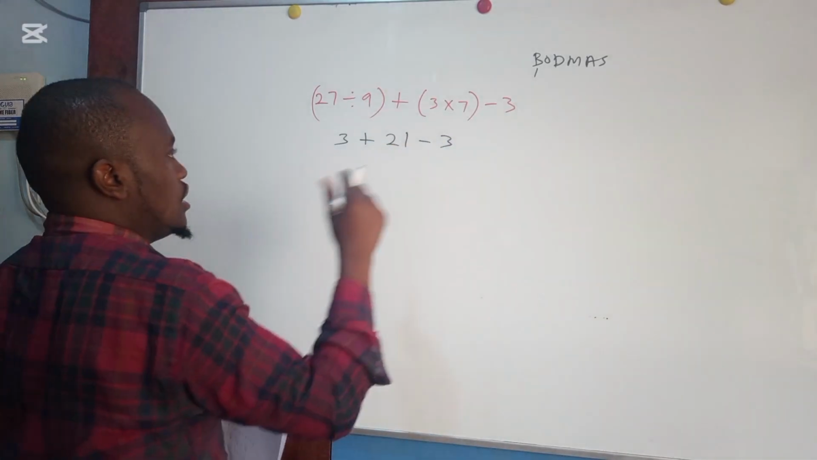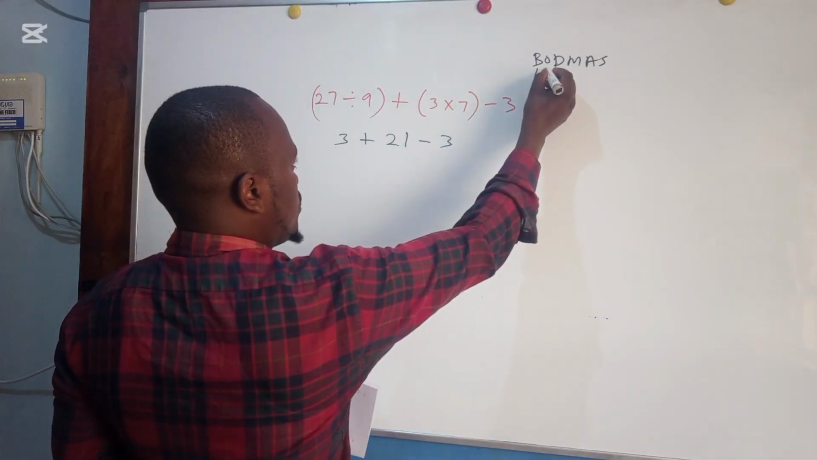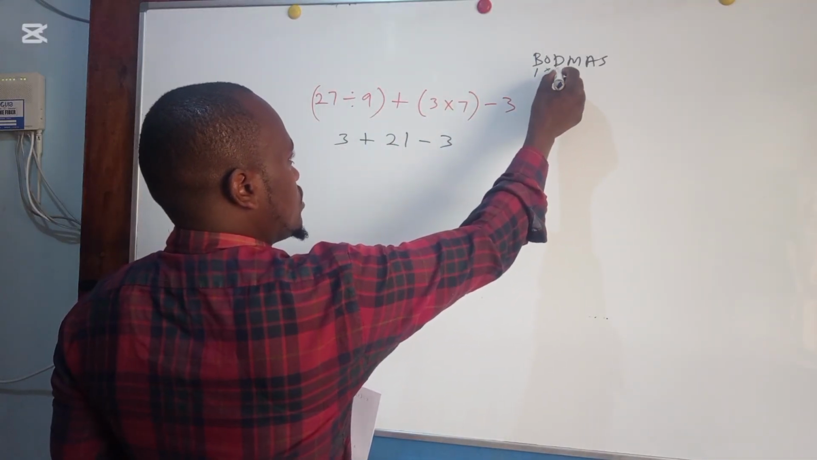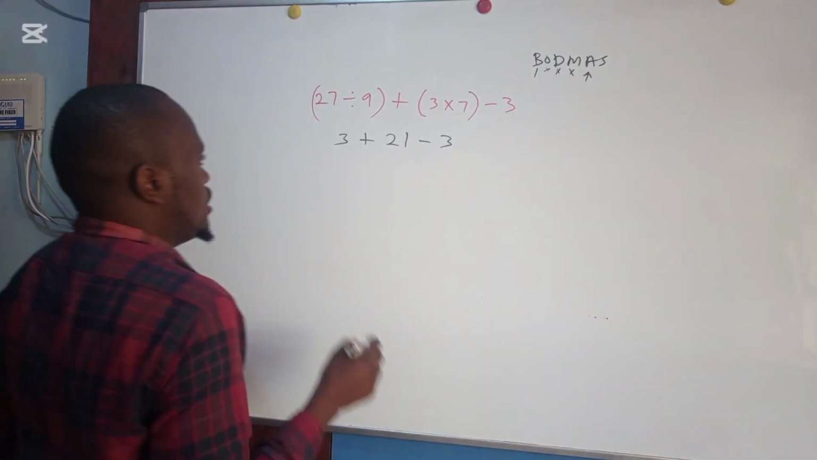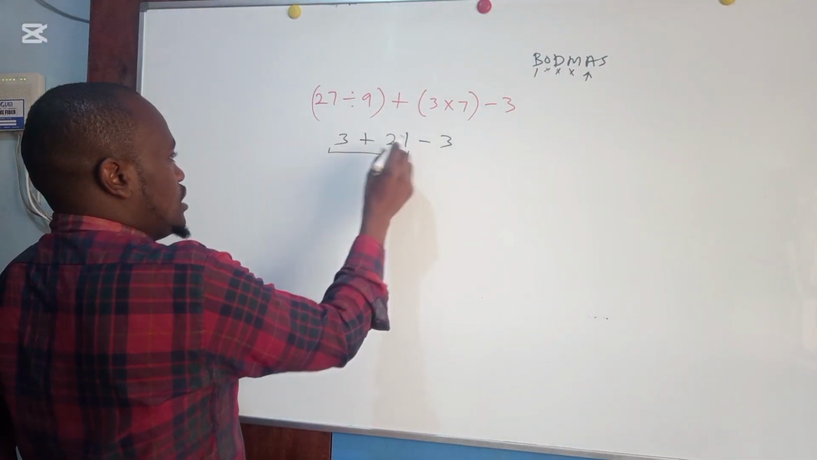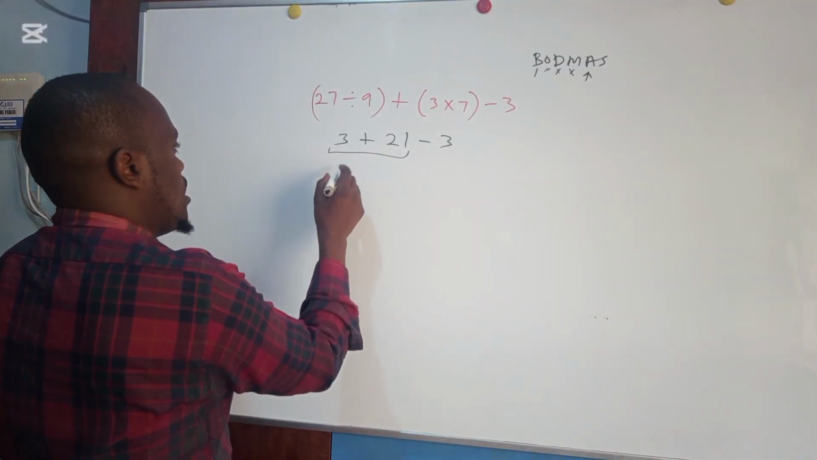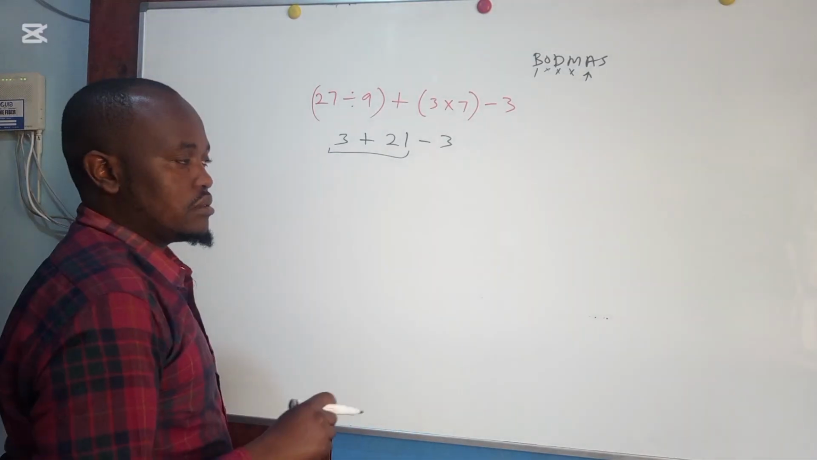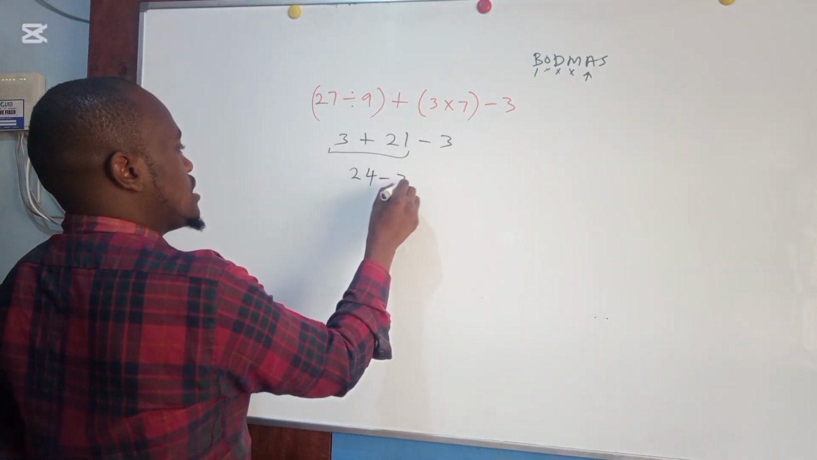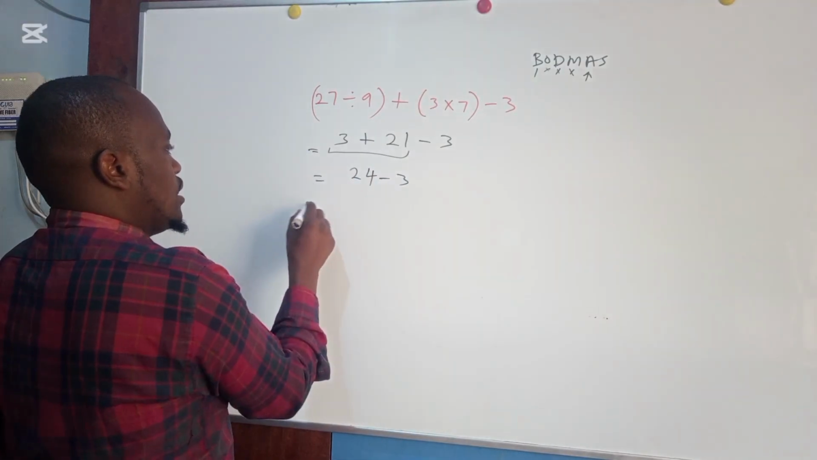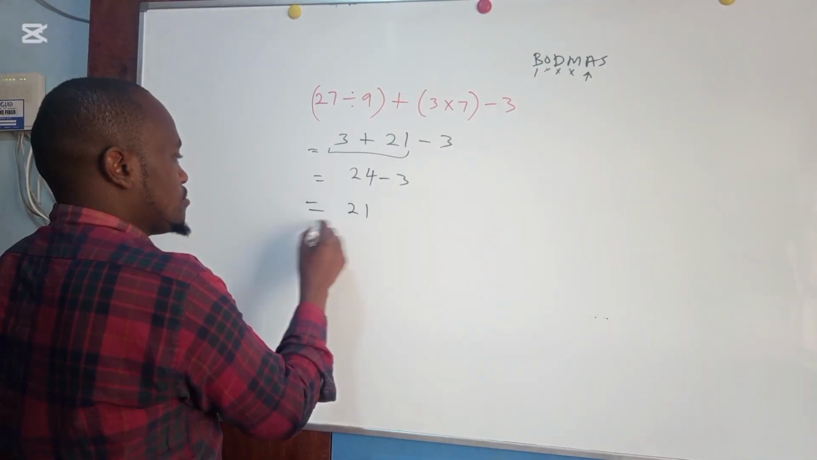Then you look at it. Do you have of? No. Do you have division? No. Do you have multiplication anywhere? No. You have addition. If addition comes first, you proceed with the way it is. And this is 3 plus 21 should be 24 minus 3. 24 minus 3 is 21. And this is your answer.